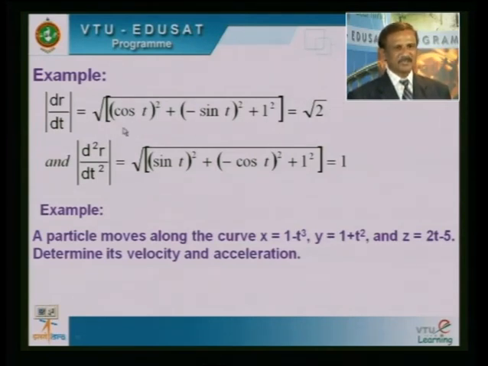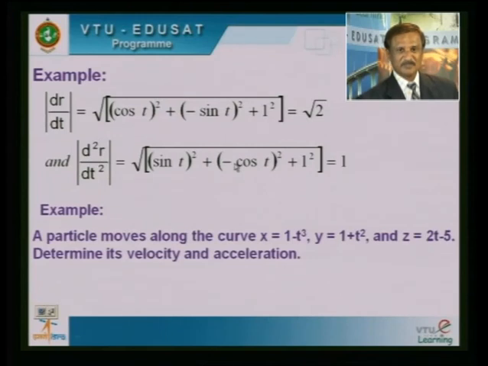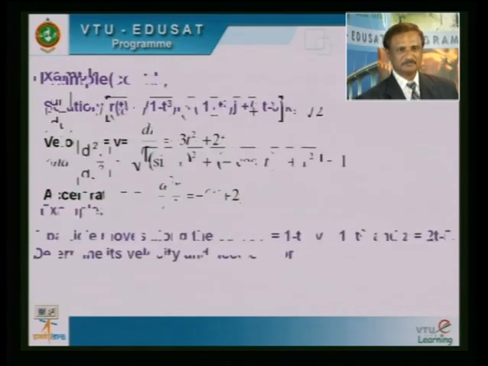Is it clear? And similarly, you know the value of d square r upon dt square. Once again, you have to calculate the square root of the coefficient of i, which is sin t whole square, the coefficient of j is minus cos t whole square, and k is 1 square. Here also you can use the same formula, sin square theta plus cos square theta is equal to 1. These two terms can be replaced by 1. 1 square means 1. So you will get 1 plus 1, which is 2, not 1.